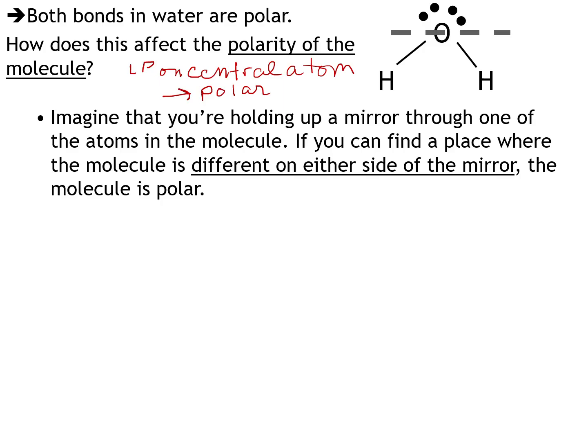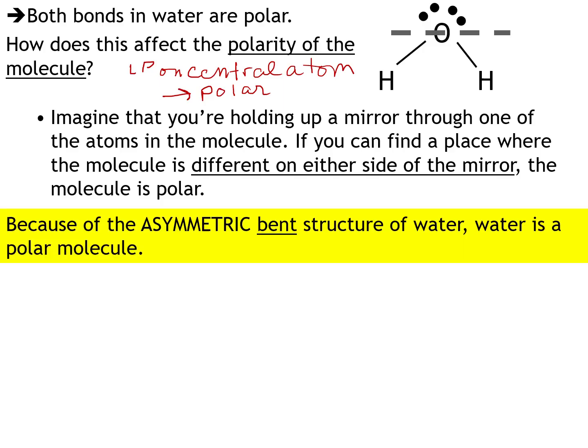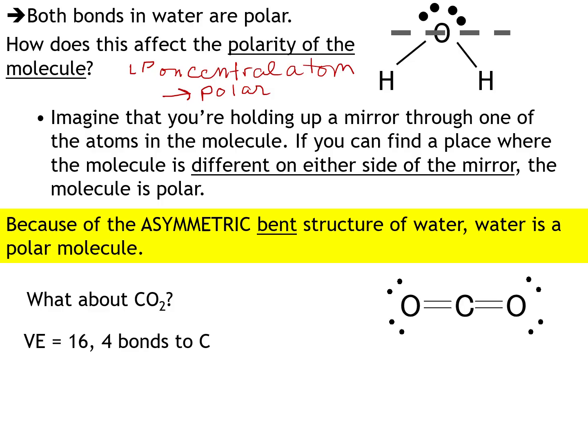So let's look at another example. So carbon dioxide, valence electrons, we have a total of 16. Remember that we always have 4 bonds to carbon. So you end up with this structure.